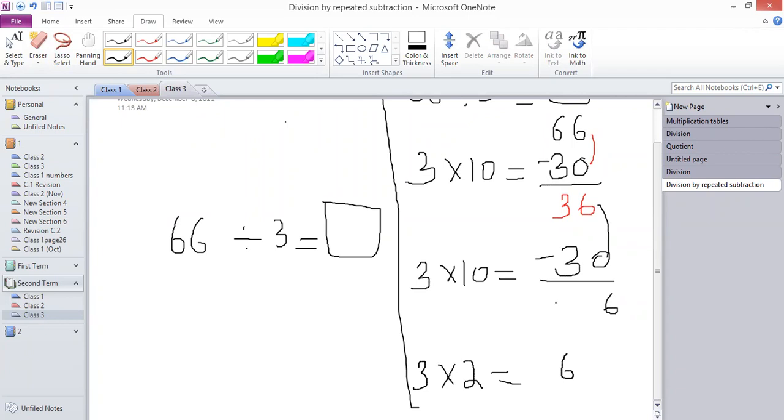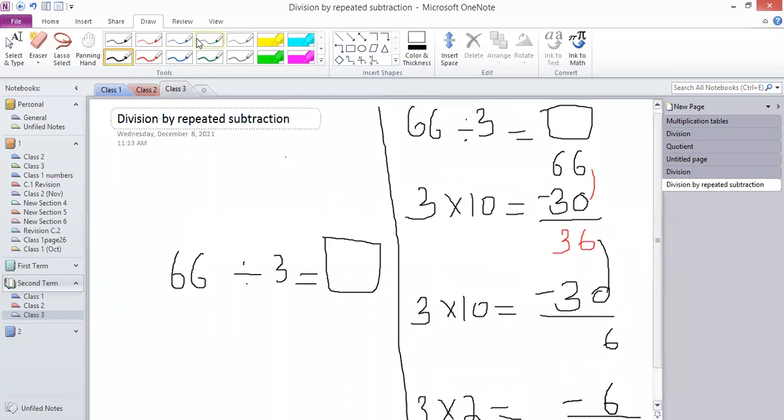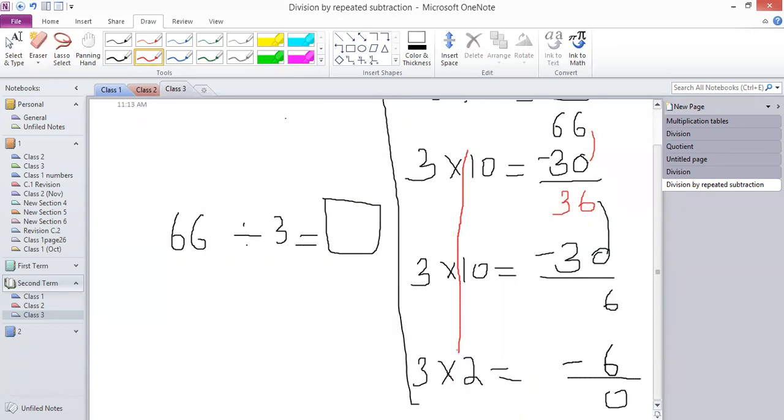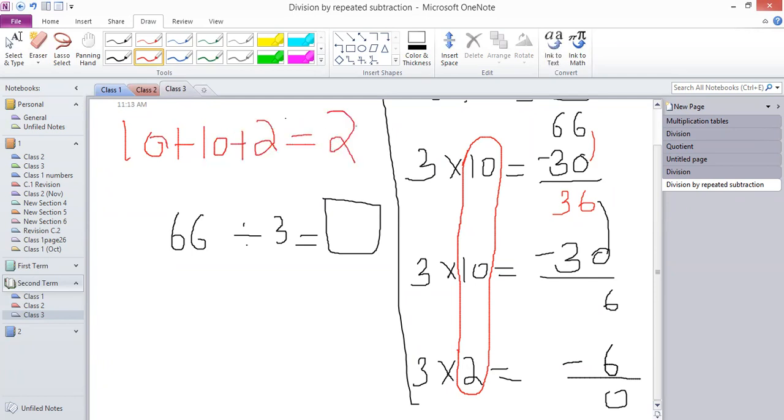So 6 minus 6 will be equals to 0. Now for the answer, what you will do? Add 10, 10 and 2. So 10 plus 10, that's equals to 20. And 20 plus 2, that's equals to 22. So the answer is 22.